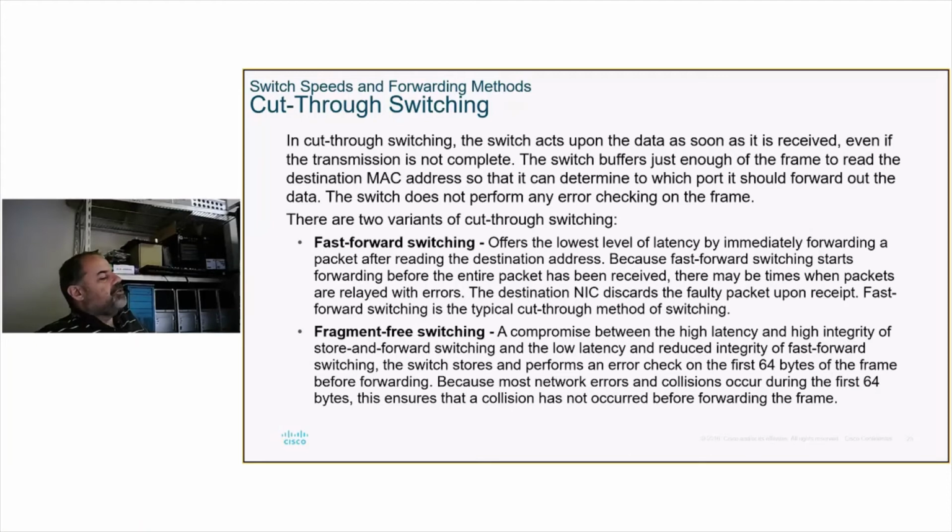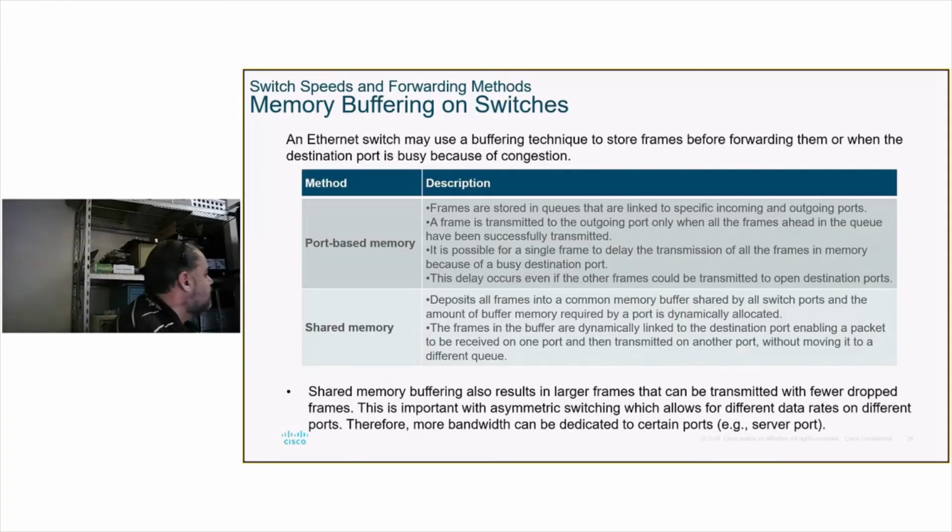Now, there is a compromise between the two, called fragment-free switching. Remember, Ethernet has a minimum frame size of 64 bytes. So basically it waits for the first 64 bytes to arrive. If there have been no collisions or errors, it will then start forwarding the frame. So there is less chance of having errors, but not no chance; it's a compromise between the two. Because most network errors and collisions occur in the first 64 bytes, this ensures that a collision has not occurred before forwarding the frame, and so it negates the possibility of forwarding a collision frame. But, of course, collisions only happen if you've got hubs or bus networks in your network.